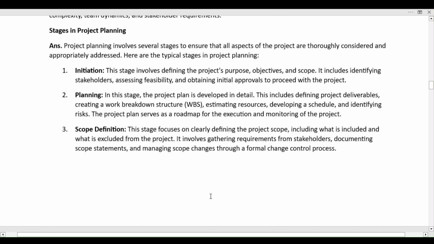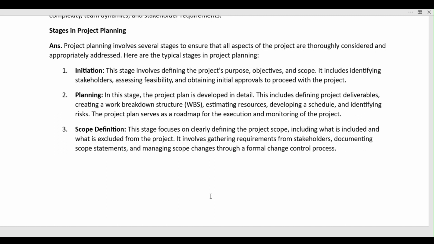So this stage involves defining the project purpose, objectives, and scope. It includes identifying stakeholders, assessing feasibility, and obtaining initial approvals to proceed with the project. Absolutely correct. Next one is planning. In this stage, the project plan is developed in detail. This includes the project deliverables, creating the WBS, which is a work breakdown structure, estimating resources, developing a schedule, and identifying risks. The project plan serves as a roadmap for the execution and monitoring of the project.